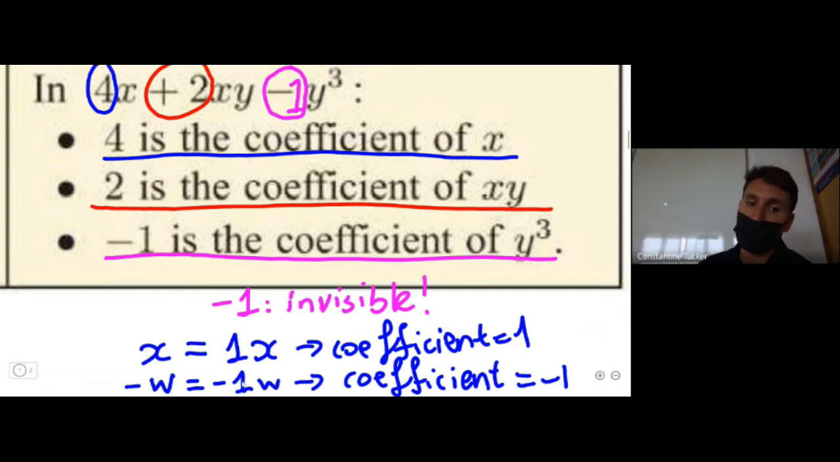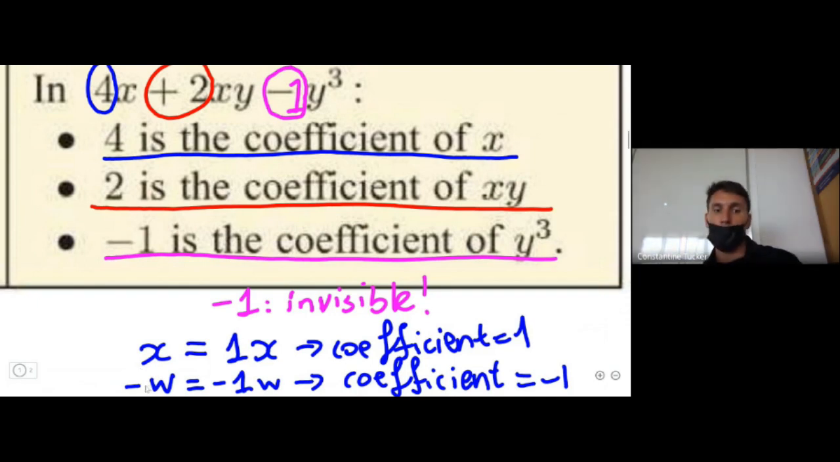When there is a letter and it looks like it's got nothing in front of it, there is always an invisible 1 there. It's always 1. Yes. 1 is the only number that has an invisibility cloak. Basically, it puts on the invisibility cloak and disappears.